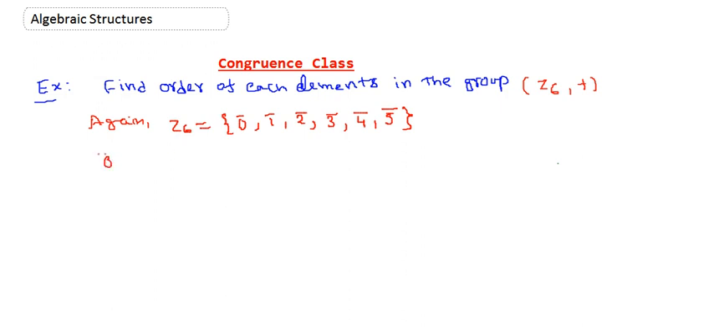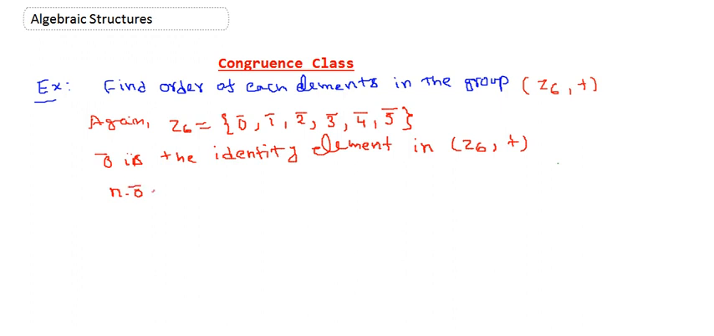Now we know that 0 bar is the identity element in the group Z6 with addition, not with any other operation. So how many times do we have to add 0 bar with itself to get 0 bar again? We are finding the least number of times we have to add 0 bar with 0 bar to get 0 bar. Clearly n equals 1 here, because 1 times 0 bar is 0 bar itself. So the order of 0 bar is clearly 1. It's very simple.